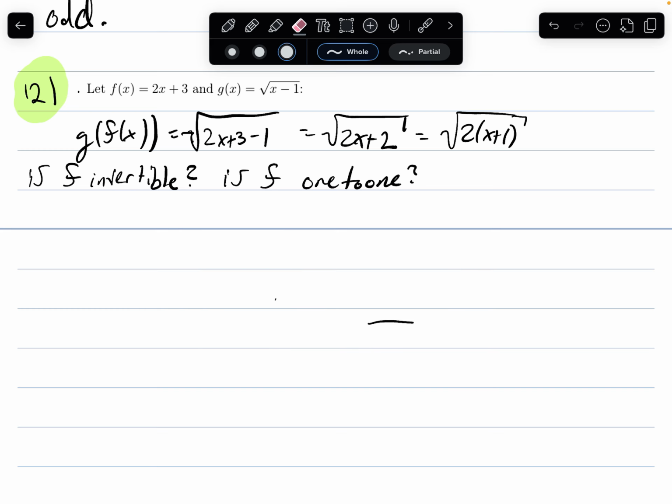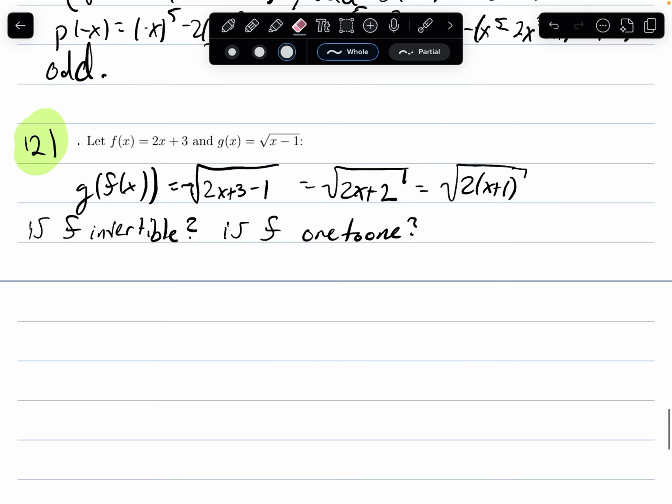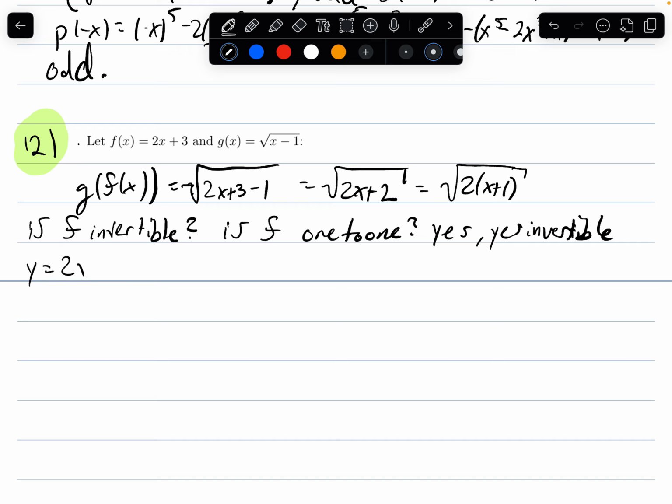Now we look at our function here. F is a straight line. It's y equals mx plus b. So since f is 1-to-1, we can say yes. So that means yes, invertible. And then to find it, so right now we've got y equals 2x plus 3. We swap the x and the y's, so we get x equals 2y plus 3, and now we just solve for y again. So we get here x minus 3 equals 2y, or y equals x minus 3 over 2. And that right there is your inverse. Cool.